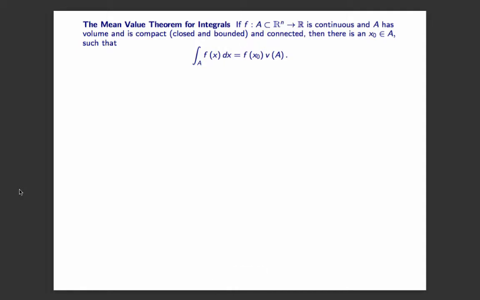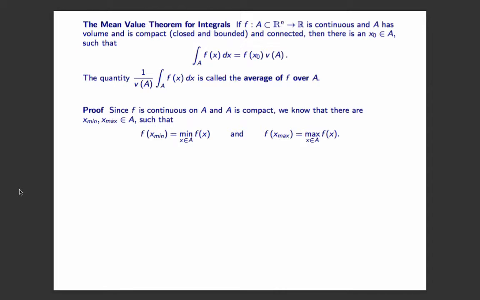So, the mean value theorem for integrals. If f mapping a subset of R^n to R is continuous, A has volume and is compact, remember compact means closed and bounded, and the domain A is connected, then there is an x naught in A for which the integral of f over A equals f at that point times the volume of A. Another way of putting this is that there is an x naught in A for which f of x naught equals the average of f over A, where the average is the integral of f divided by the volume of A, supposing, of course, that the volume is not 0.